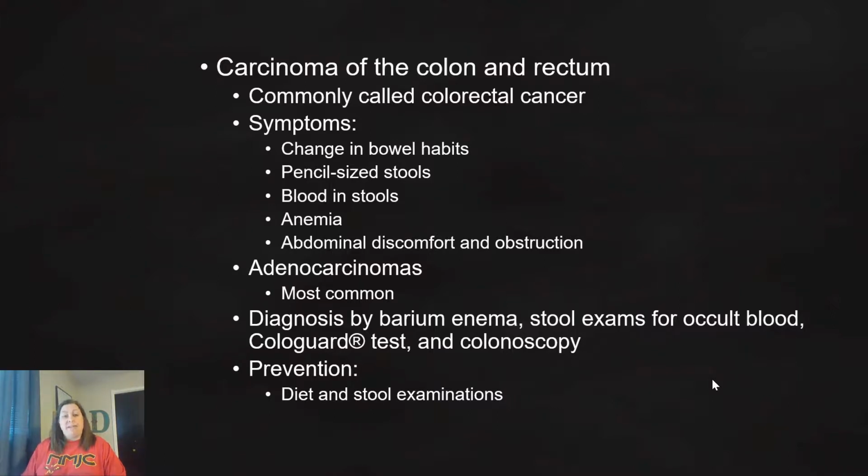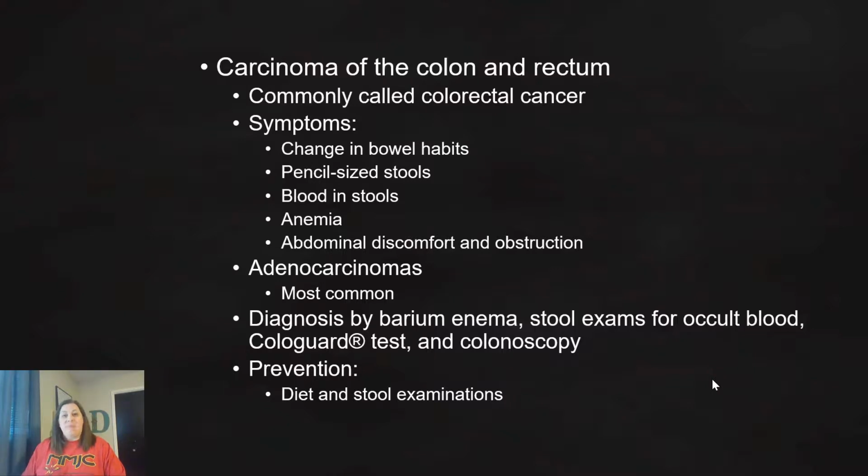Now, the most common type of this cancer is what we call an adenocarcinoma. Adenocarcinomas are actually going to grow pretty slowly. However, they can metastasize. If they do metastasize out of the colon area, a lot of times they'll travel through the blood or lymph system to the liver. That's where we'll find a lot of times secondary tumors, but it could travel anywhere.